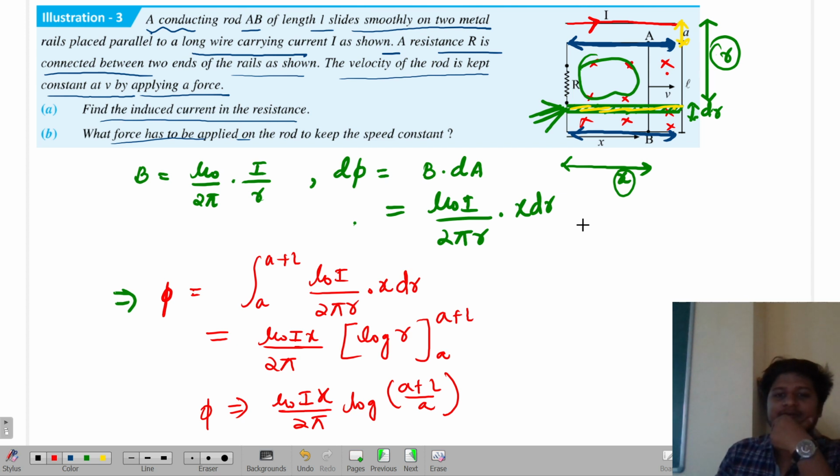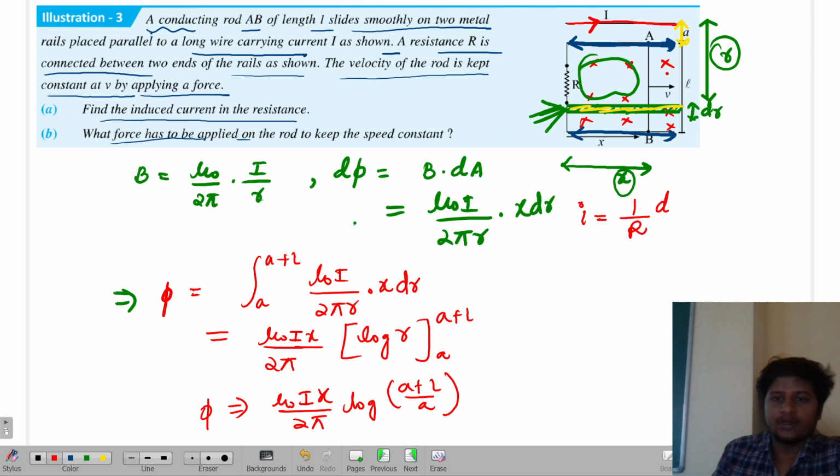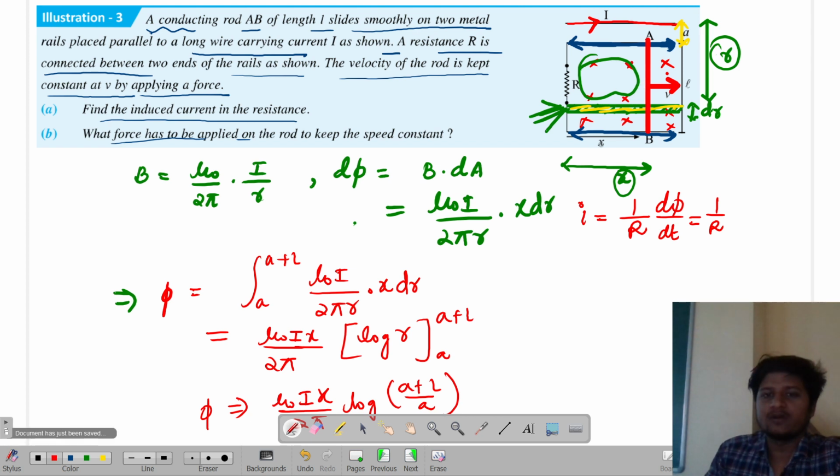So now what is it asking? It is asking about the current. Current is 1 by resistance times d phi by dt. Now look over here. What is varying when we take d phi by dt? The flux is varying due to the movement of this rod. This particular AB is moving with some velocity, and due to that the flux is going to vary. So the x variable is going to vary.